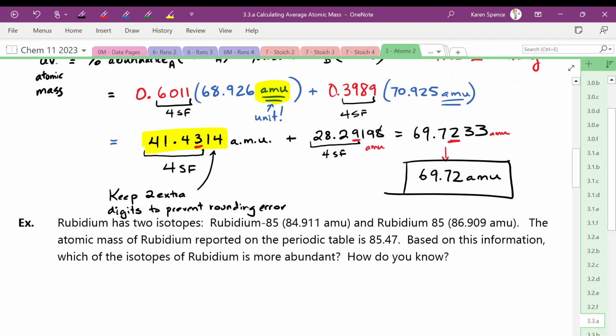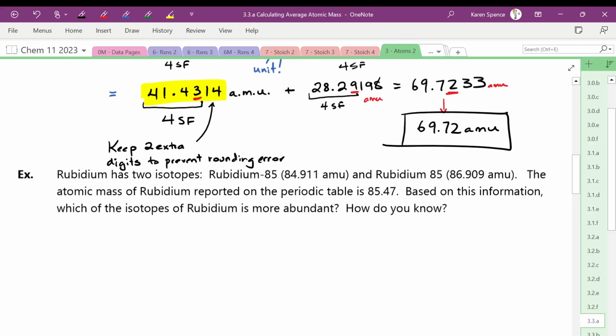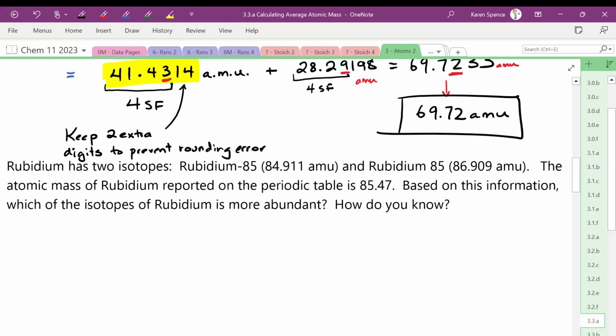Did you want to try? Oh, actually, no. The next one is just a thinking problem. There's not actually a calculation to do. I'm going to read it to you, and you're going to think about it and discuss with your partner. Rubidium has 2 isotopes. We have rubidium 85 and rubidium. Oh, have I not fixed this yet? This should be rubidium 87. Okay, I need to fix this.